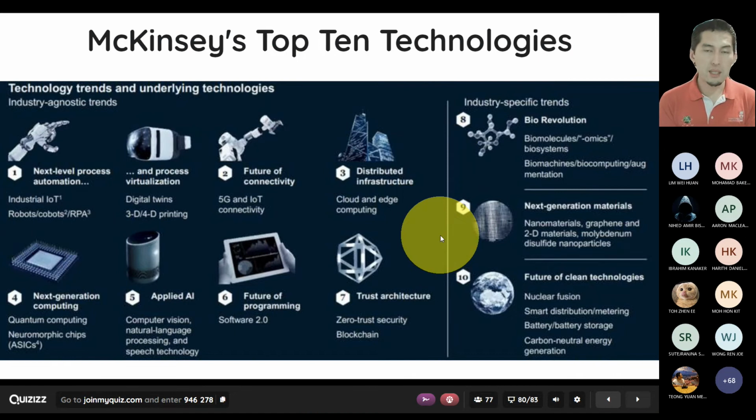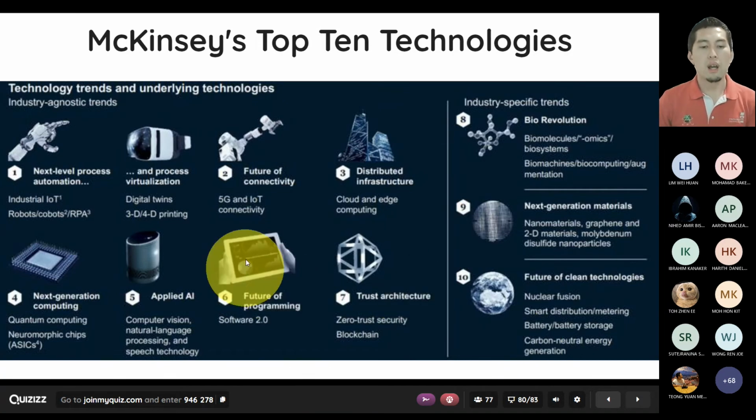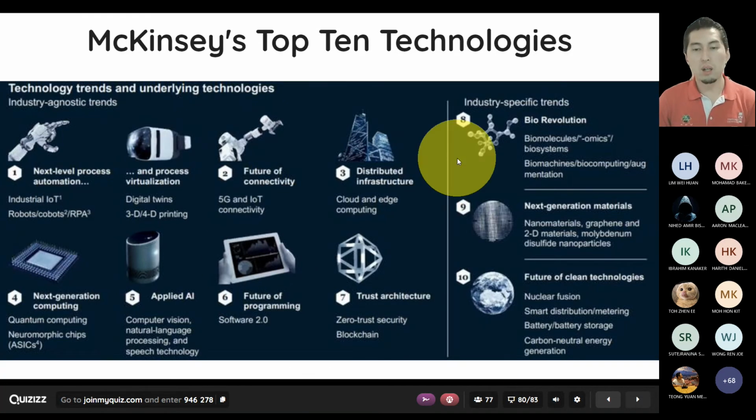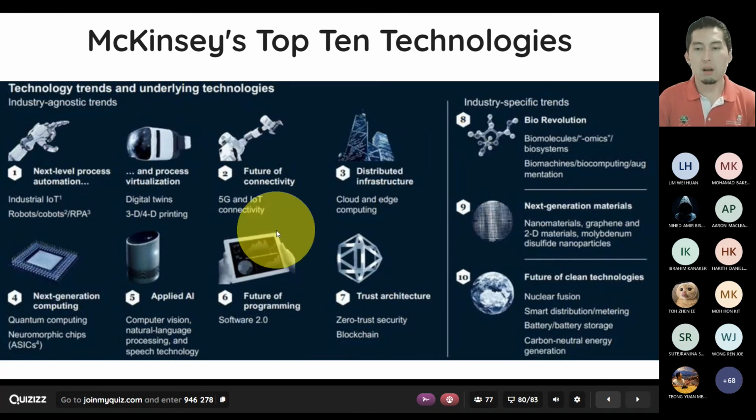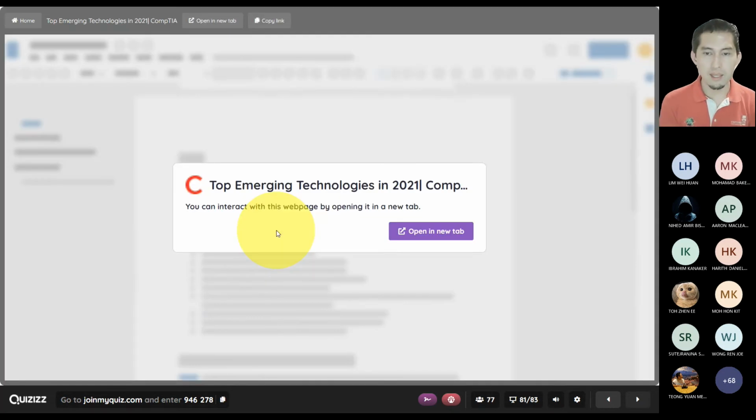McKinsey is another top company in the world today, in terms of research and a consultancy firm, especially in technology. McKinsey is also here in Malaysia, and these are the top 10 technologies that they have identified. And again, as I highlighted earlier, a lot of the technologies moving into the future are a combination, or rather a hybrid, of different technologies that we have already experienced before.